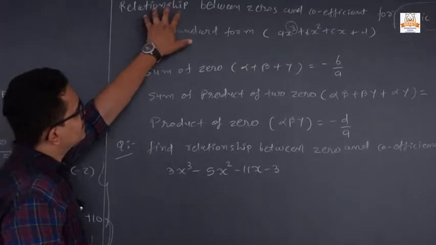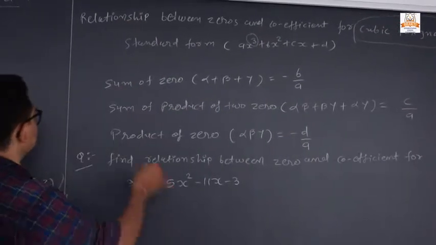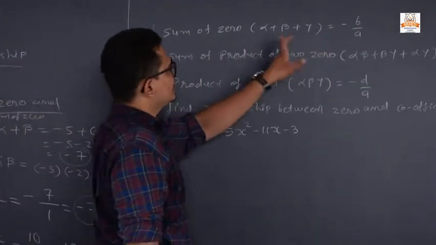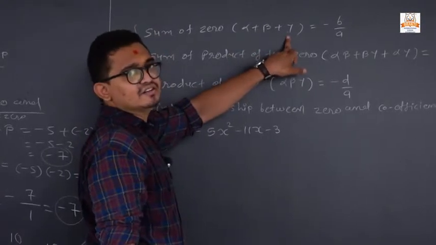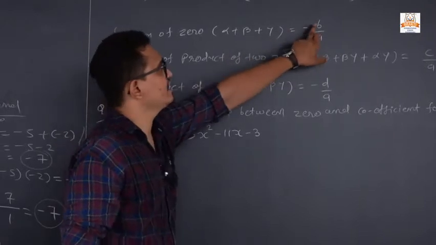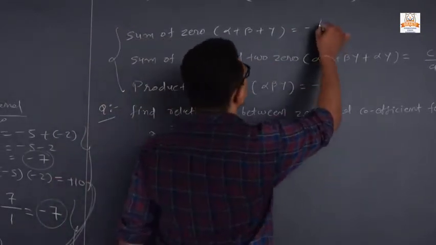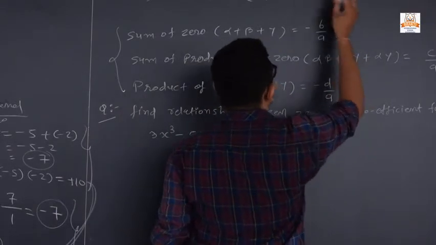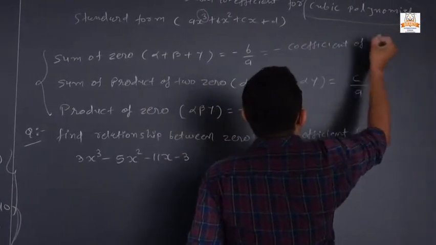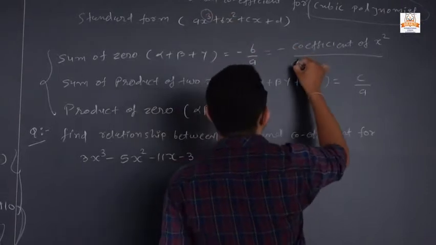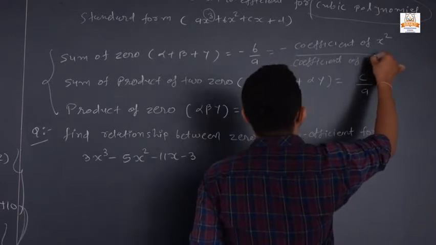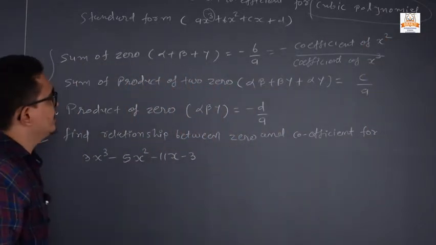And second thing, if we want to find the relationship between zeros and coefficients, we use these 3 formulas. Which 3 formulas? First, sum of zeros. Here we have 3 zeros: 1, 2 and 3. The first zero is known as alpha, second beta, and third gamma. So the same formula, minus b by a. Now what are a and b? B means the coefficient of x square, and a means the coefficient of x cube.